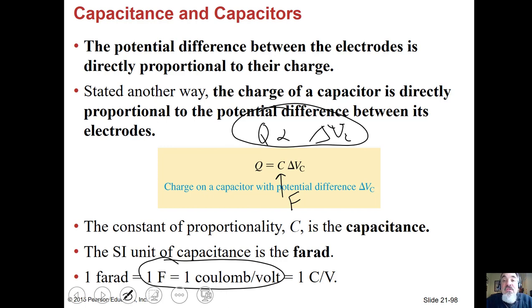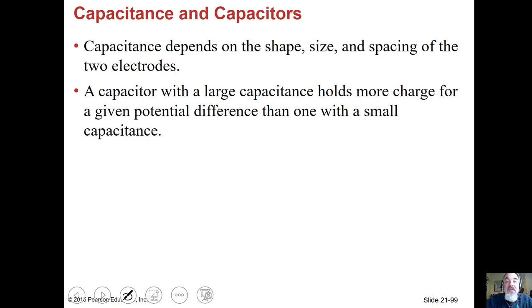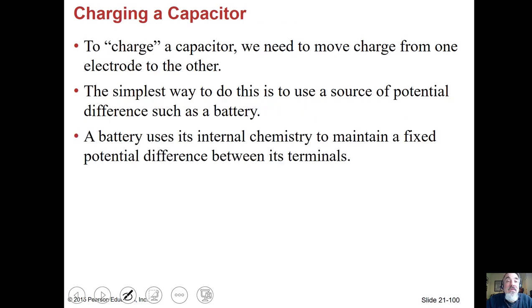So it's the constant of proportionality between charge and voltage. It turns out it just depends on some physical parameters of the capacitor. Basically the area and the distance between the plates. So shape, size, spacing of the two electrodes. Large capacitance can store more charge, and then the electric field could be larger.